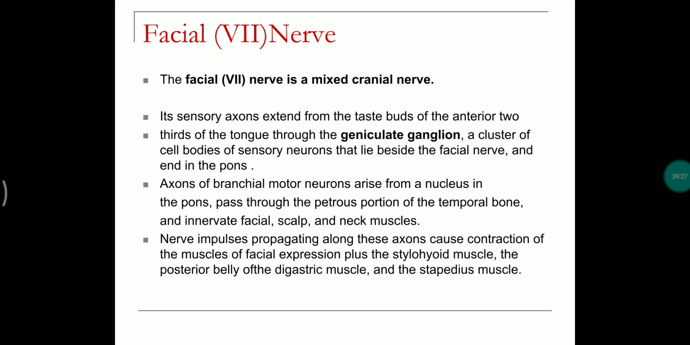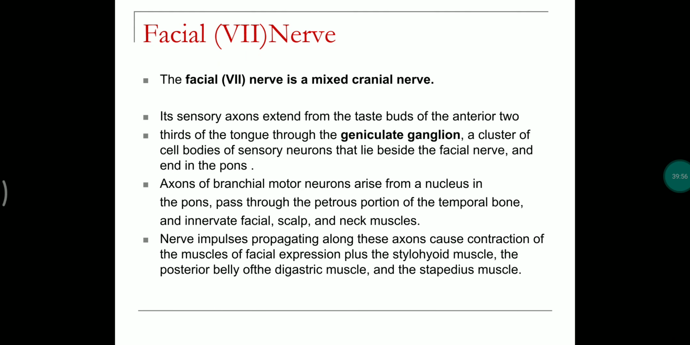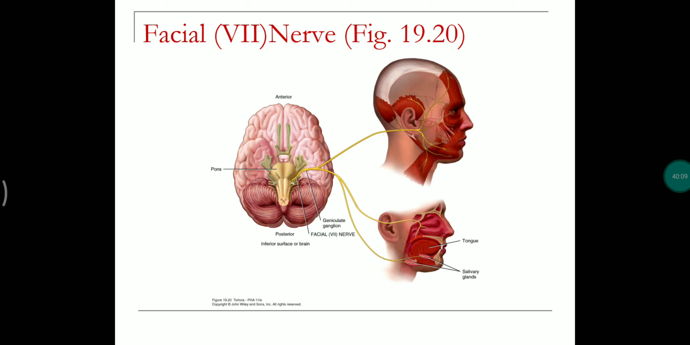The facial nerve is also a mixed cranial nerve which consists of sensory axons and motor axons. Sensory axons extend from the taste buds, which help in taste, and branchial motor neurons arise from the temporal bone, facial, scalp, and neck muscles. Usually it consists of 5 branches. The nerve muscles help in carrying impulses to facial muscles. So here is the facial nerve, which helps in the maintenance of our expression, smile, etc.